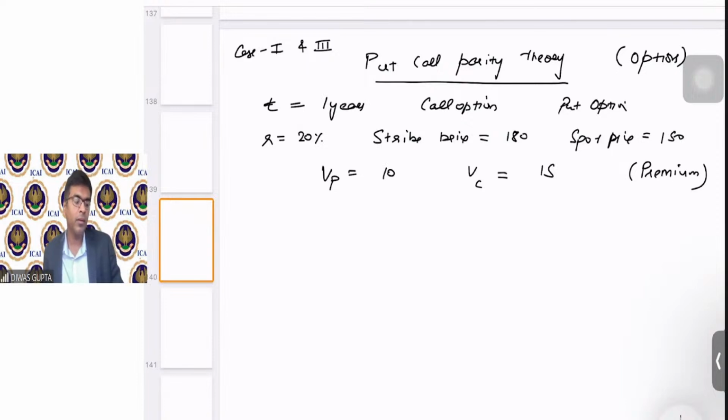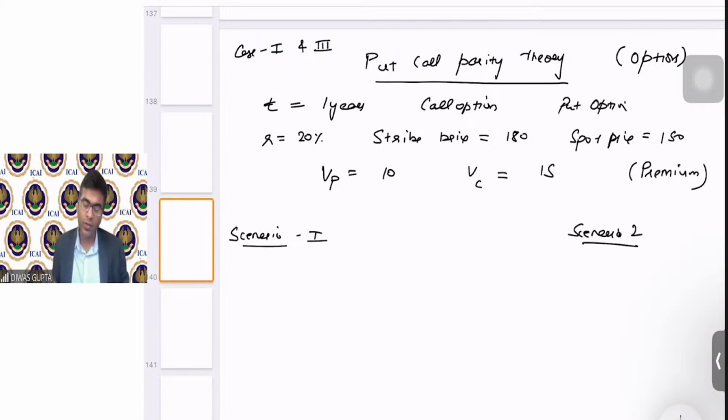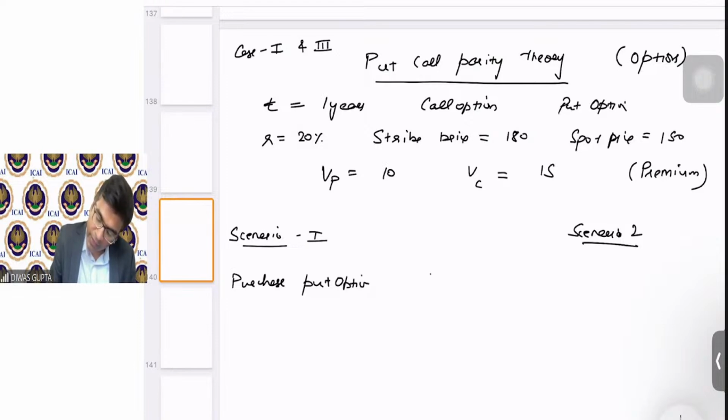So using this, I will take two different scenarios. These scenarios are nothing but those cases only, right? Scenario one and scenario two. So in scenario one, what happens? A person purchases a put option at the rate of rupees 10, because the premium is 10.